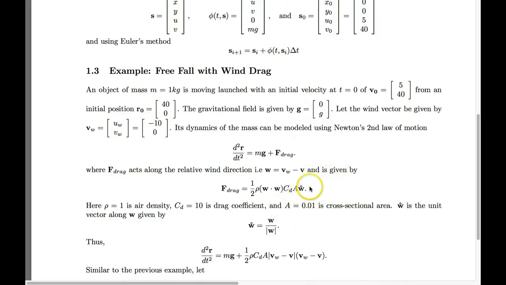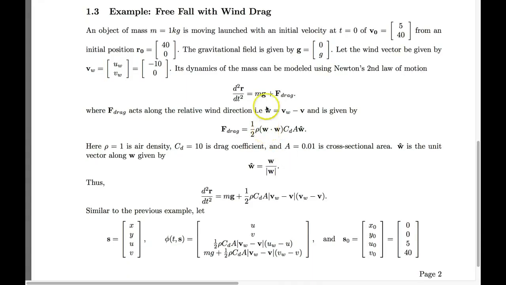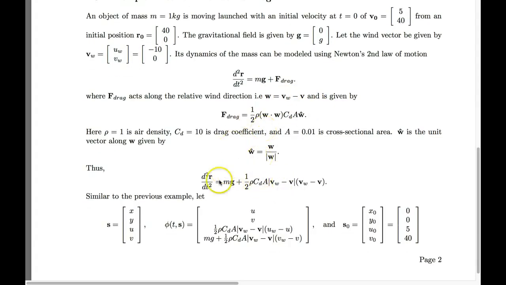the relative wind velocity. And as you can see, this is a dot product of the vector, so this will potentially give us the magnitude of the vector w squared. And we can find the unit vector by taking the w vector and dividing it by its magnitude. So this is simple vector geometry that you should know. And if we plug the value of w, which is vw minus v, then we get the second order differential equation as the force due to weight plus the force due to drag.